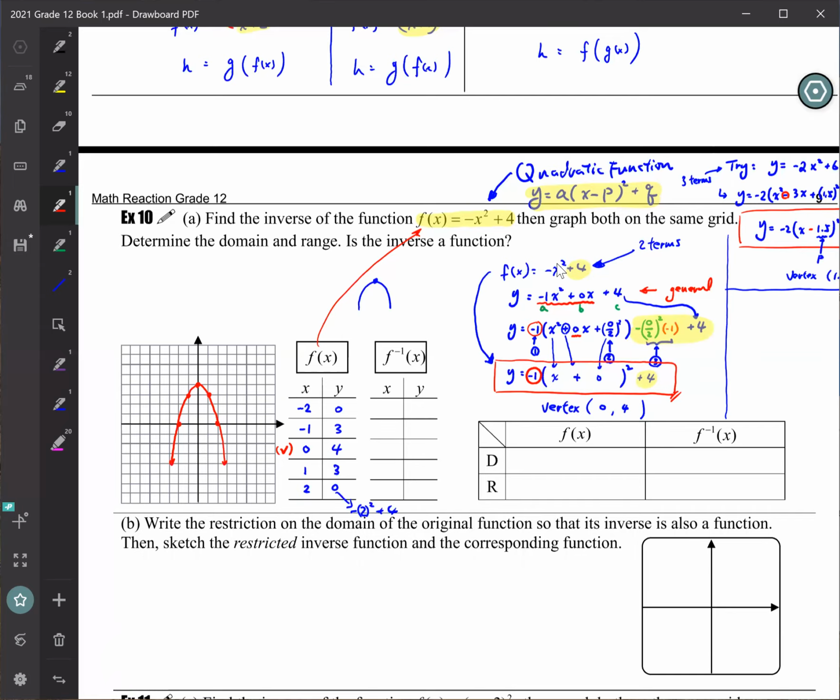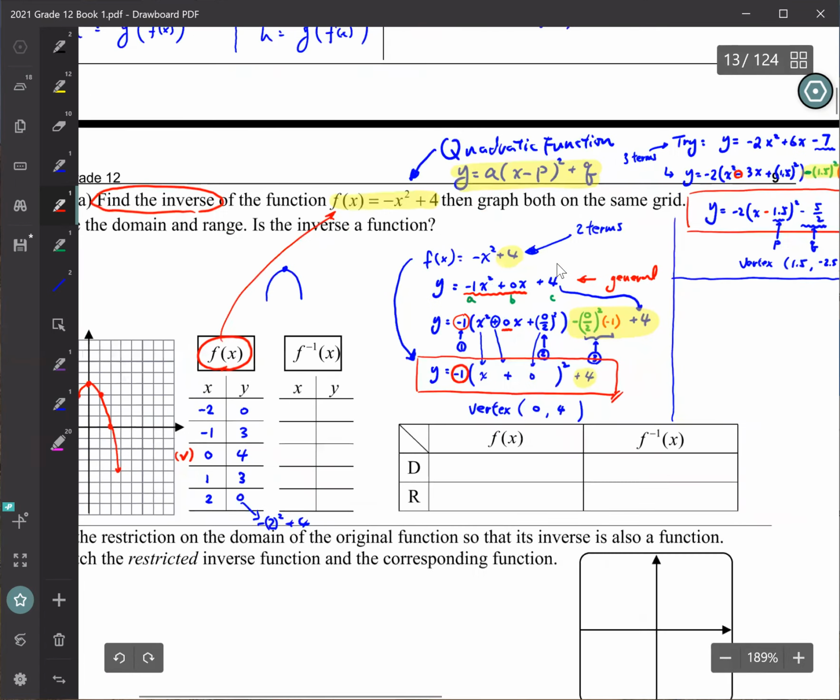Okay, we'll try again with a different function. So the main thing, we haven't got to the main thing yet, right? We only reviewed how to graph the original. But the question wants us to find the inverse of this red one, okay? We use the red color. Now, let's get the inverse function now.